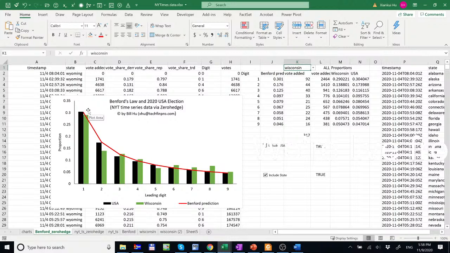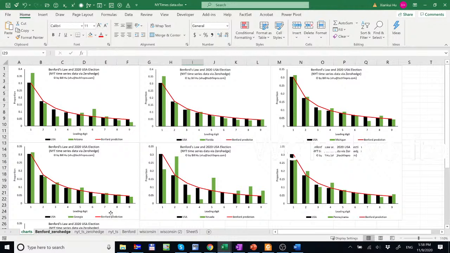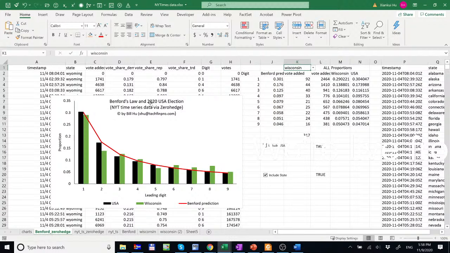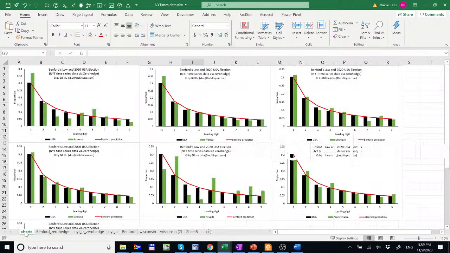I've made these charts for different states: Arizona, Florida, Michigan, Georgia, Nevada, and Pennsylvania. Overall, I think U.S. voting conforms to Benford's law. Well, the state level data depends on the data quality, so further analysis is required to make meaningful conclusions. And thank you for watching this video.